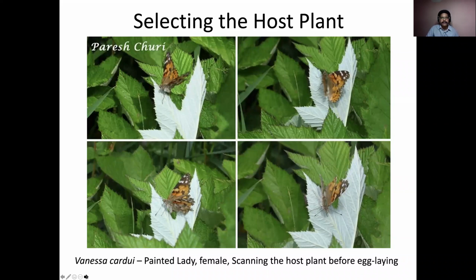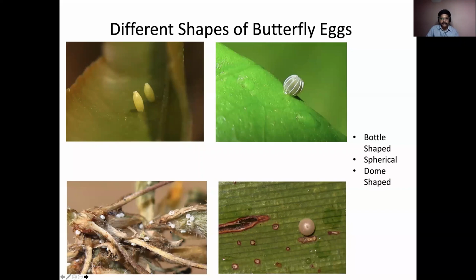Different shapes of butterfly eggs. Some butterflies have bottle-shaped eggs, some have spherical eggs, and some have dome-shaped eggs. Bottle-shaped eggs are those of grass yellows, emigrants, and wanderers. Whereas mormons, roses, peacocks, and birdwings have spherical eggs, while certain species of blues and skippers have dome-shaped eggs. So we'll move on to the next slide.